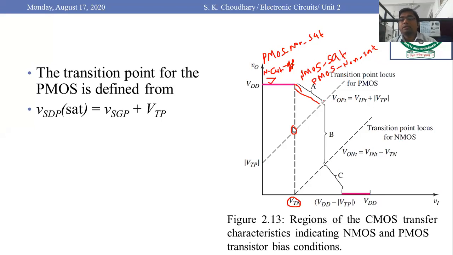Now, first of all, see that this is the transition point for the PMOS, and this is the transition point for the NMOS. So what happens here, up to this position, PMOS is biased in the non-saturation region. Now, from this point, when you move towards the B side, PMOS changes its region of operation from non-saturation to saturation.